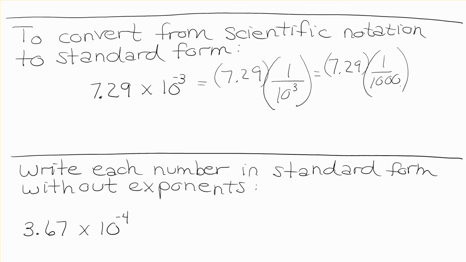And we know when we divide by a power of 10, we're making our number smaller. So we're going to move the decimal in 7.29 over 3 places. It started here. 1, 2, 3. It's going to end up right there. We need to add 2 more zeros, and there is our standard form of our number. I'll erase my little hoops. There's our standard decimal form.